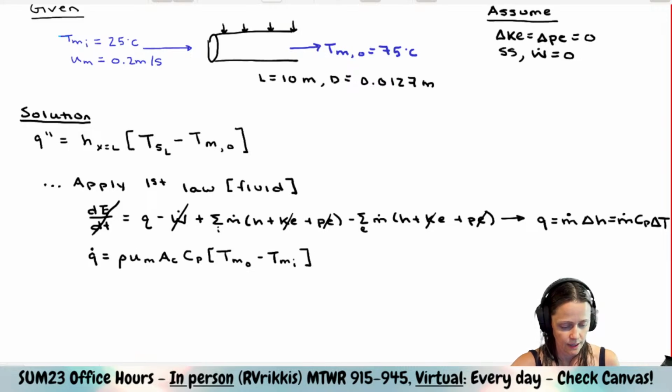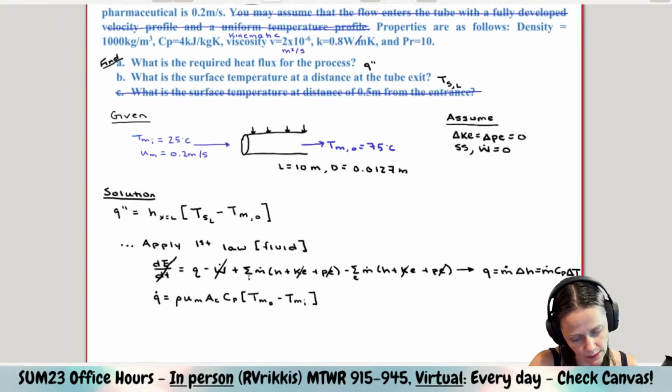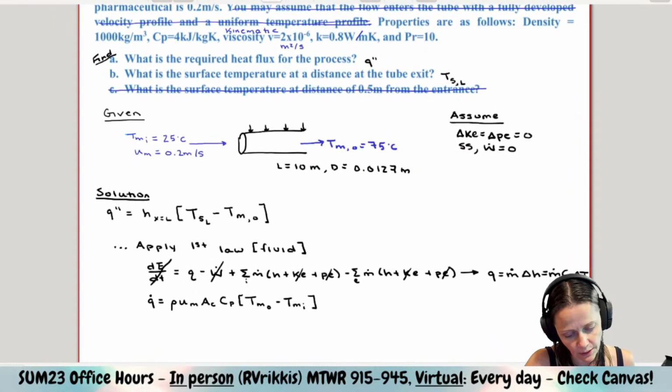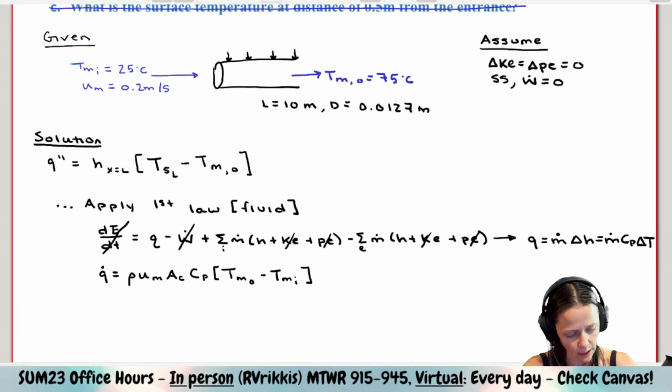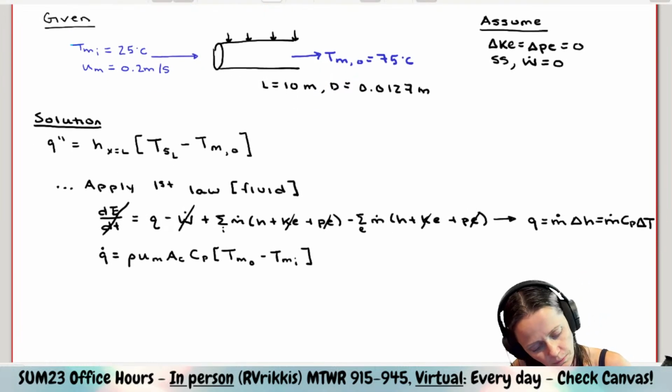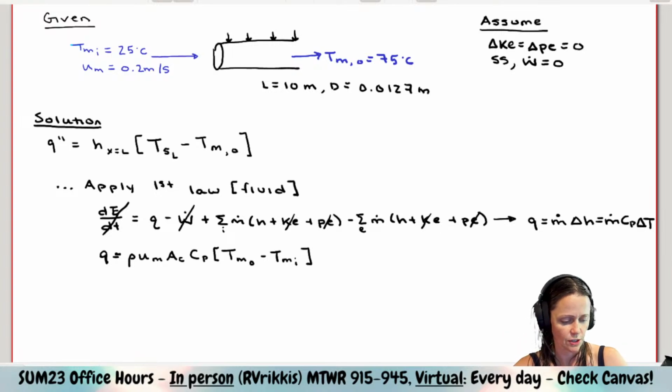Perfect. And let's see if I've got those things. So I've got a Cp value. It's in kilojoules per kilogram K, so I want to put that in joules per kilogram K. I've got a density, so I think I've got everything that I need here for the most part. Yeah, I think we're good. And that's not a Q dot, it's just a Q. Yeah, let me fix that. There we go. Not a Q dot, just a Q.